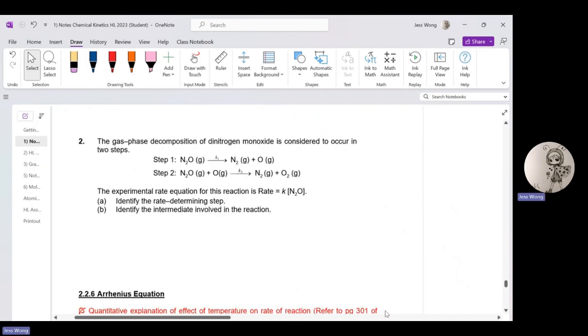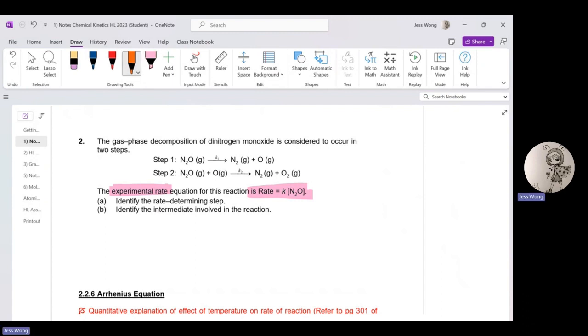Okay, next. Let's look at the next question over here. The gas phase decomposition of dinitrogen monoxide is considered to occur in 2 steps. So this is a two-step reaction, so there should be a slow step and a fast step. The experimental rate equation is this. Your job is to identify the slow step, which is the rate determining step. Looking at the rate equation given experimentally, which step, if you assign it as the slow step, will match the rate equation?